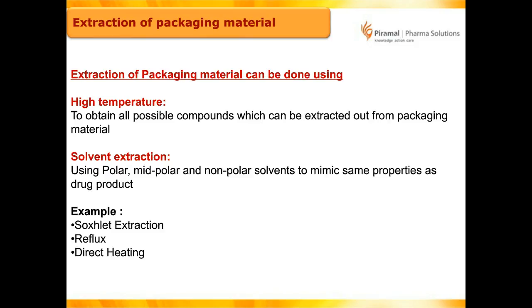Starting with the extraction of packaging material: when we receive the packaging material, we should start with the extraction study. This is an example of how we can start the extraction of packaging material. Extraction can be done using high temperature and solvent extraction. You can use solvents of different polarity, from polar to non-polar, and using higher temperature, you can do the extraction study on your packaging component. For example, you can use Soxhlet extraction. You can directly heat your packaging component, or you can use the reflux process to extract all the components from your packaging components.